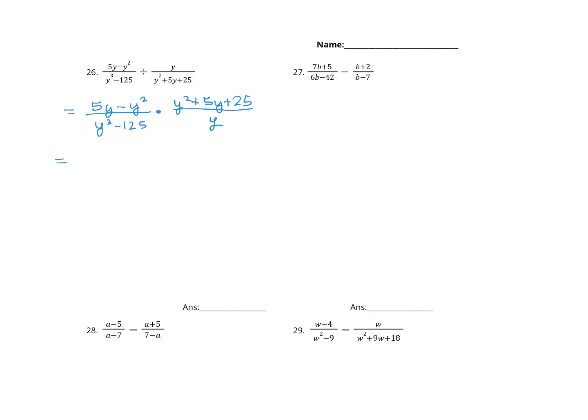Now let's factor very carefully. That first, I can take out a y, leaves me with 5 minus y. We cannot factor that trinomial because you cannot find two numbers that multiply to make 25 and add up to 5. Down below, y cubed minus 125. Yeah, we saw that just recently. That's the difference of cubes. That factors as y minus 5 times y squared plus 5y plus 25. And don't forget you have that lonely y sitting down there from before.